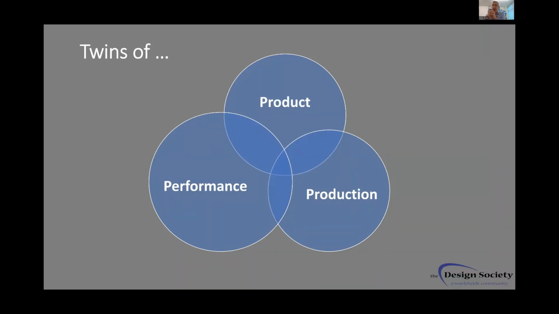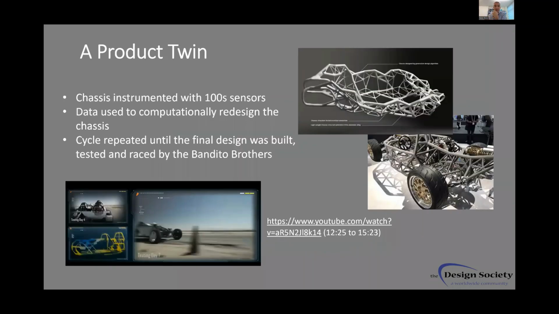And perhaps it's rare we don't credit vendors or commend vendors enough, but Siemens have a very nice way of classifying twins. They talk about product twins, performance twins, and production twins. And I've got an example of each of these that I'm going to talk about. So a product twin, this example is from Autodesk, working with the Bandito brothers.